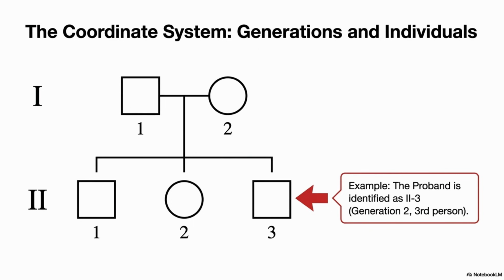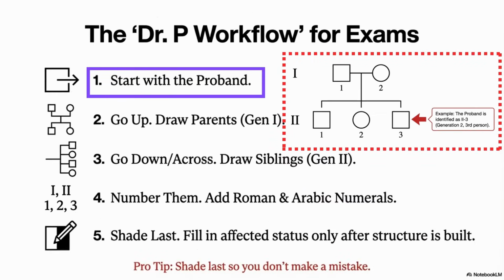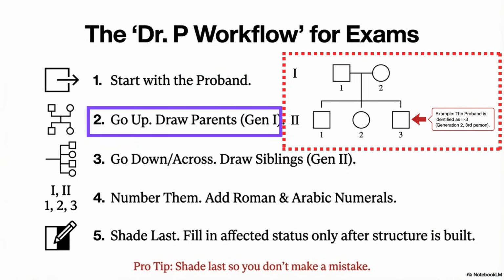Here is exactly how you draw it when the examiner is watching. Start with the proband, draw the arrow and their symbol, square or circle. Go up, draw the parents above.